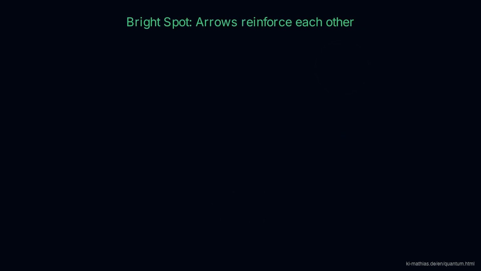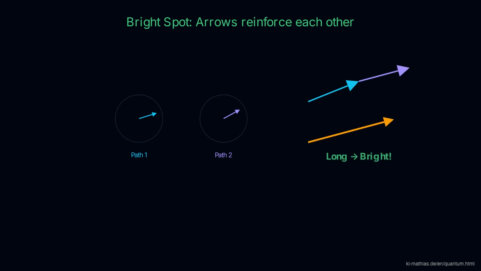At a bright spot on the screen, the two paths have similar lengths, so the arrows have spun a similar number of times. At the end, both arrows point in nearly the same direction. You chain them end to end, a long total arrow, high probability, bright stripe.